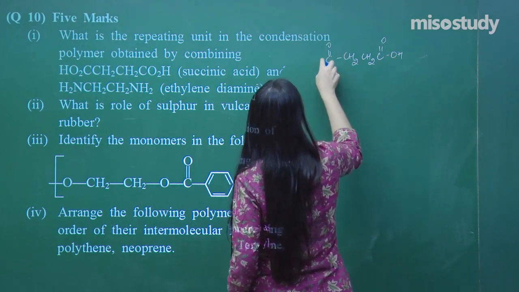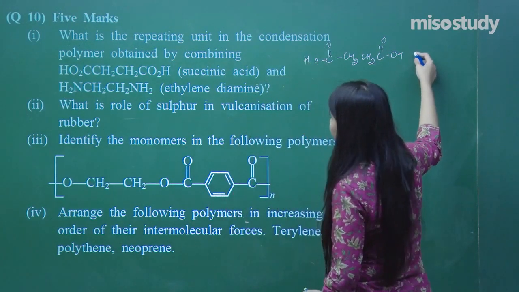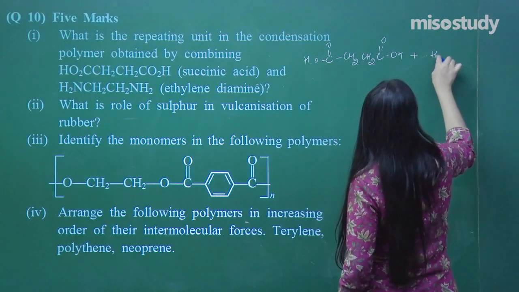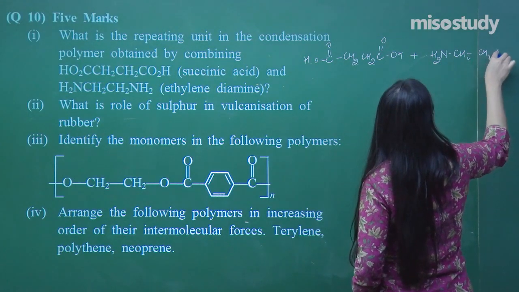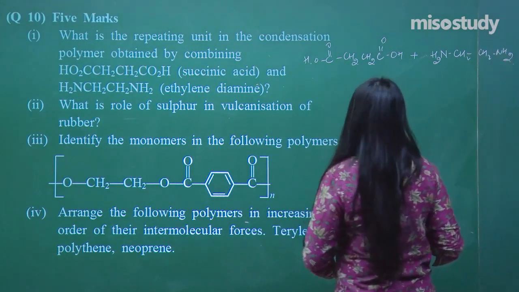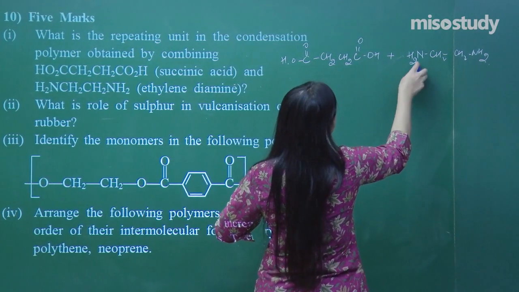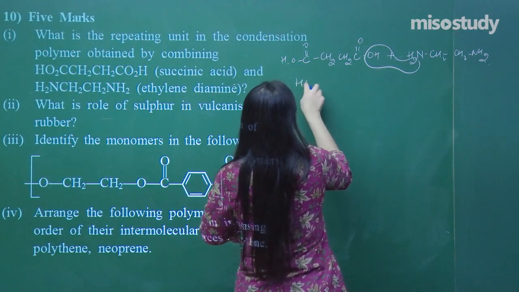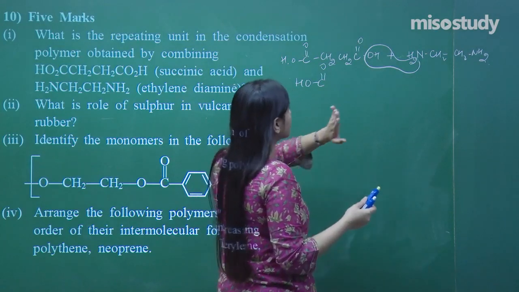Right? So for polymerization, we have to write these groups separately like this. And this is the succinic acid along with ethylene diamine, right? So it is like this, CH2, CH2, NH2, fine. Can you form a peptide linkage over here? Yes, I can form it like this, fine. So it's like this, which will be formed. Along with what?